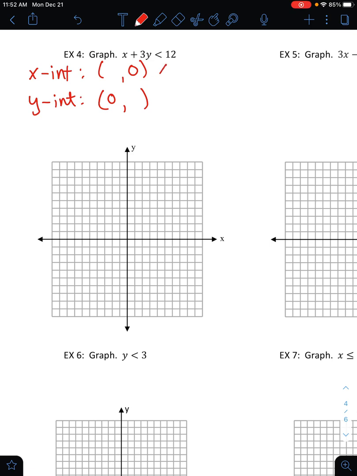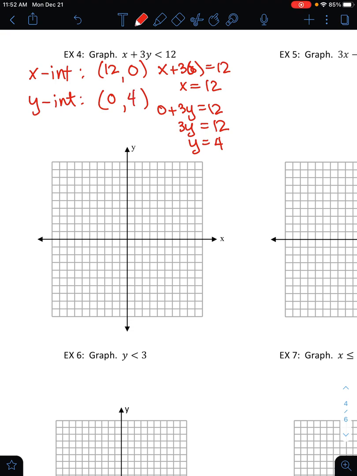So on my x-intercept, if I plug my 0 in for y, let's momentarily change it to an equal sign. So I end up over here, x plus 0 is really just x, so my x-intercept is 12. Now do the same thing for the y-intercept. Plug the 0 in for x. So 0 plus 3y is 12. So that's really just 3y equals 12. Divide both sides by 3, so we get a 4.